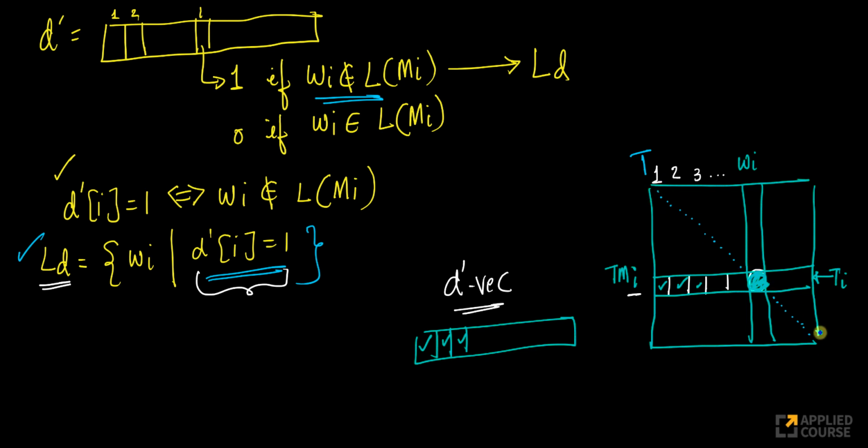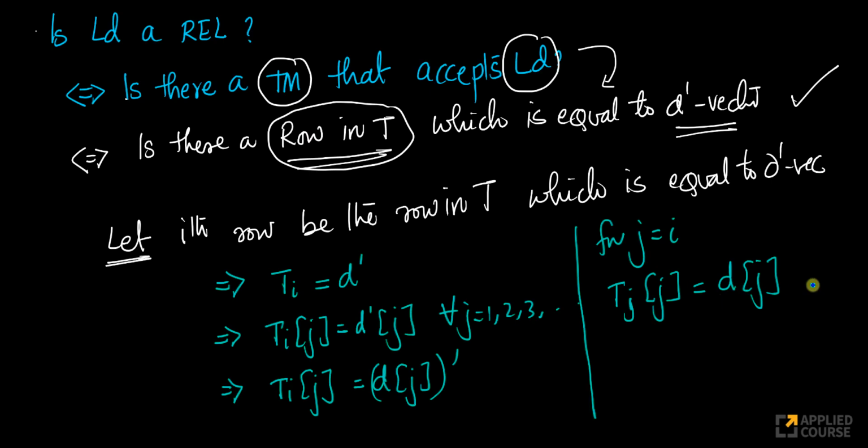This is your diagonal, right? This element, which belongs to the jth row and jth column, or ith row and ith column, belongs to your diagonal. So this is your LHS. What is your RHS? Your RHS says dj complement. Can dj ever be equal to dj complement? Never. Because if dj is 1, dj complement is 0. If dj is 0, dj complement is 1. So they are never equal.